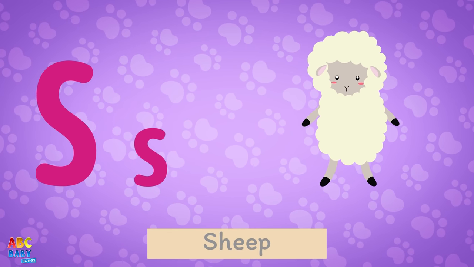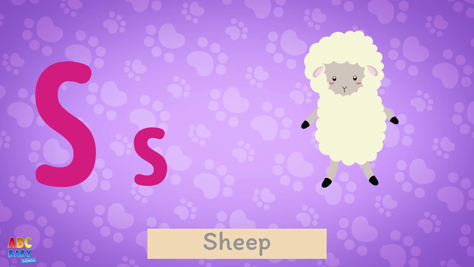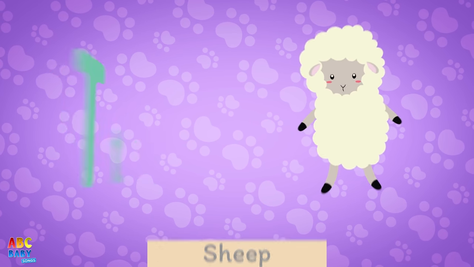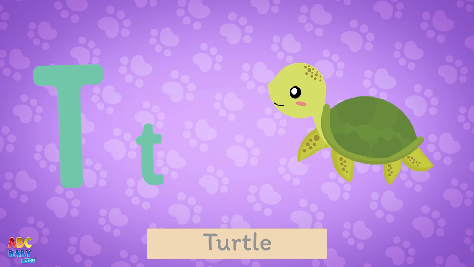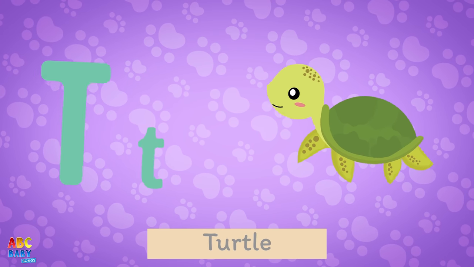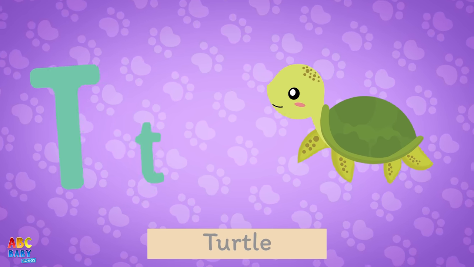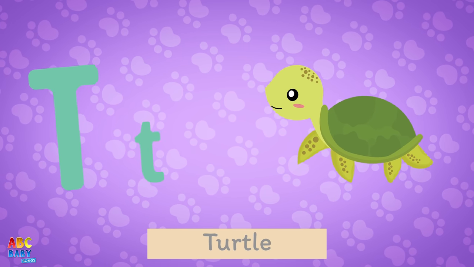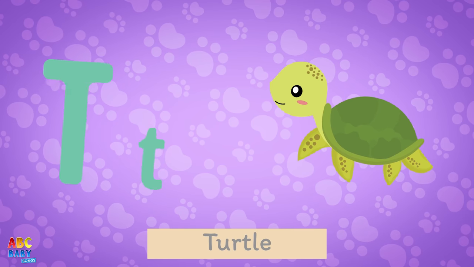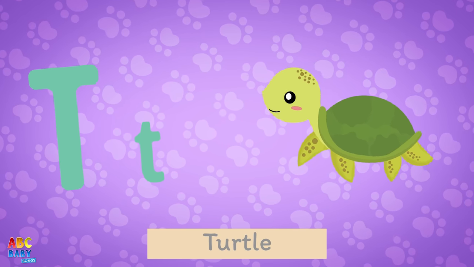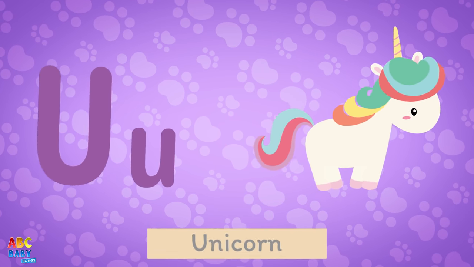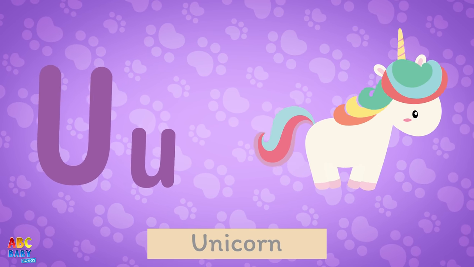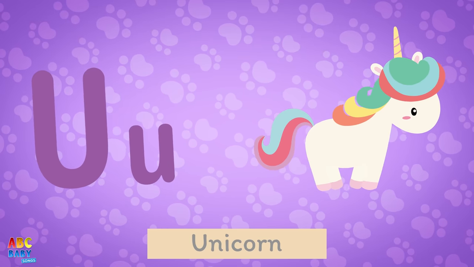S is for sheep. S, s, sheep. T is for turtle. T, t, turtle. U is for unicorn. U, u, unicorn.